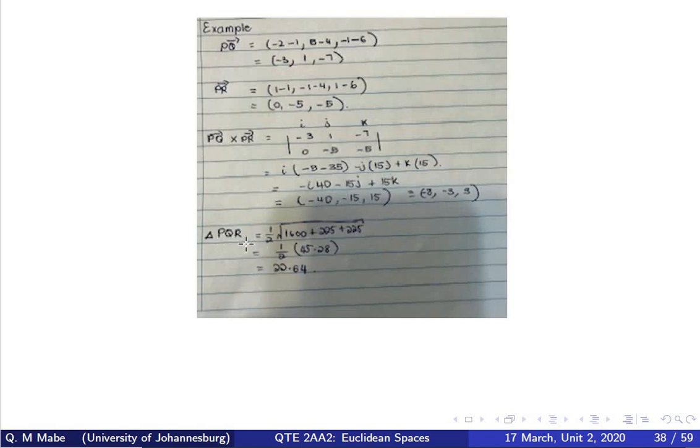So in order to get the area of the triangle, we divide the area of the parallelogram by 2, which is what we did here. So the area of the parallelogram is the magnitude of the cross product. We get the Euclidean length, then we take half of it in order to get the area of the triangle.